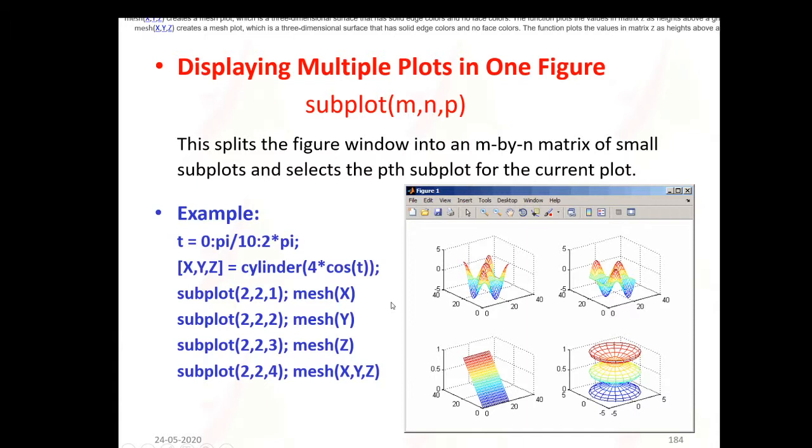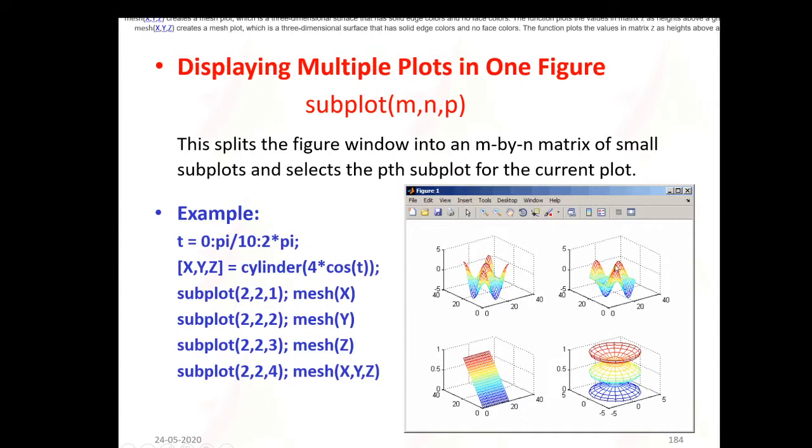Most of you have seen these things in books or some technical papers. So what happens here? Subplot m comma n comma p. These are all the arguments I have to pass. This splits the window. Which one? Subplots. It splits the figure window into an m by n matrix. If I give 2 comma 2, it means 2 rows and 2 columns of small subplots will be created.